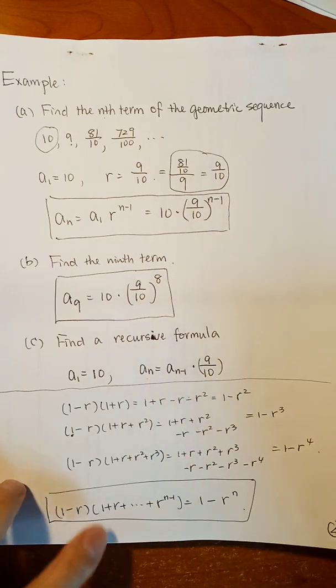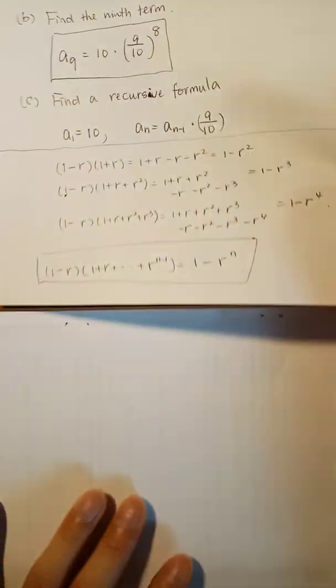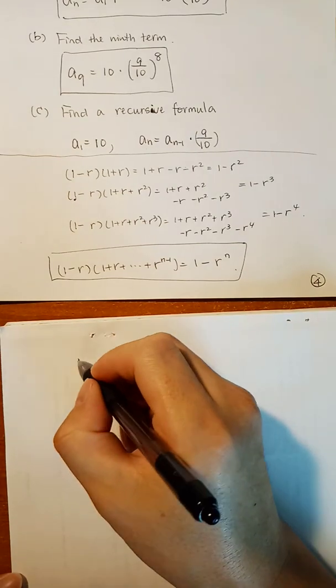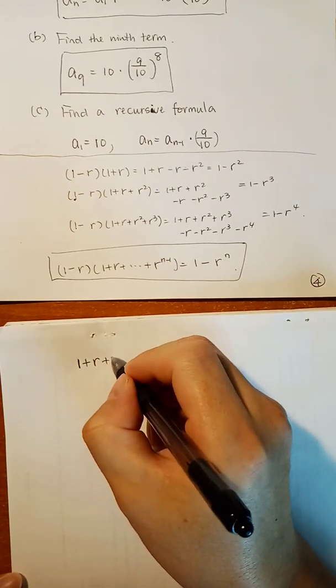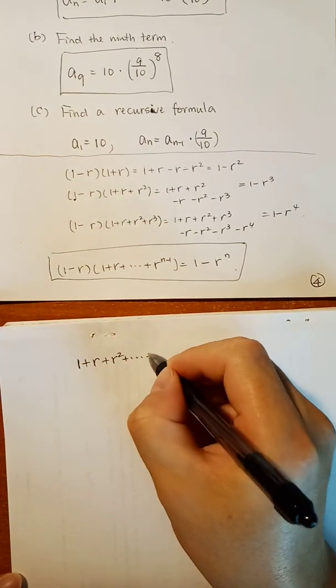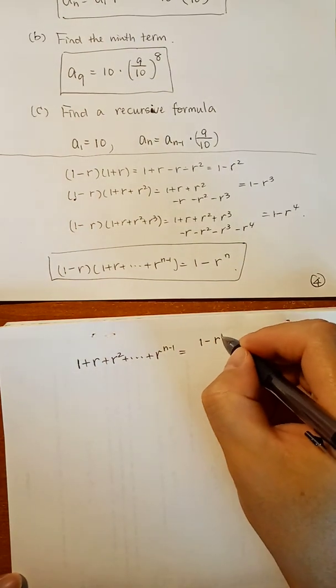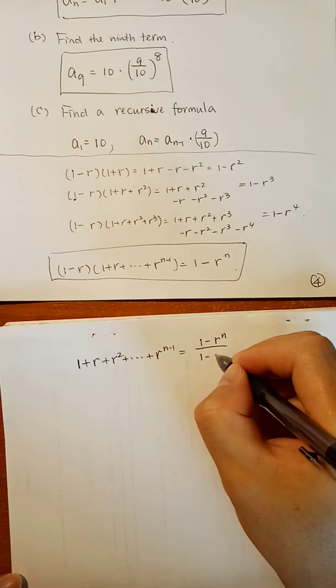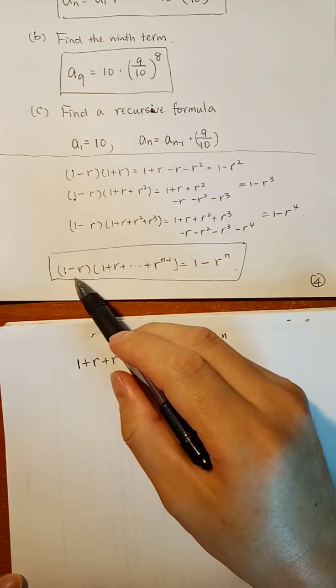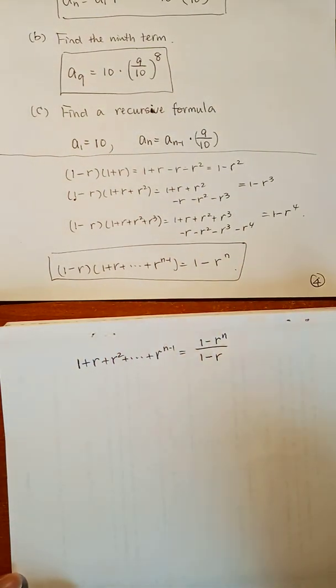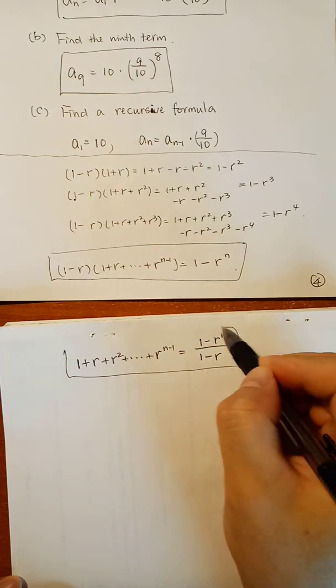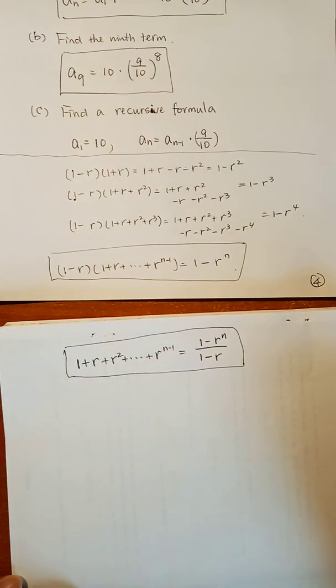Okay, so this formula sometimes is written like this: 1 plus r plus r squared up to plus r to the n minus 1 is equal to 1 minus r to the n over 1 minus r. I just divide by this 1 minus r. Either way.